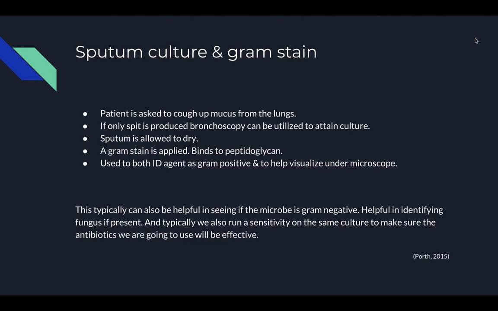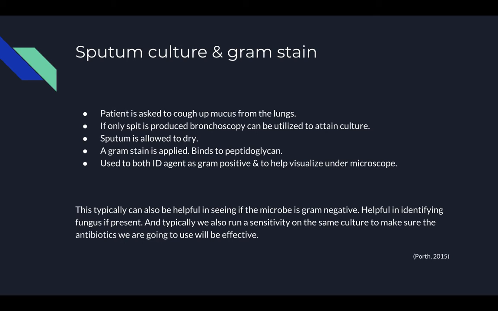With the sputum culture and gram stain, the patient is asked to cough up mucus from the lungs. Oftentimes they're only able to produce spit. That doesn't do us any good. If we just get spit from the person, we don't need to know what bacteria are in their mouth. We are really interested in what is coming up out of the lungs. So we can obviously use a bronchoscopy in order to ascertain that culture.